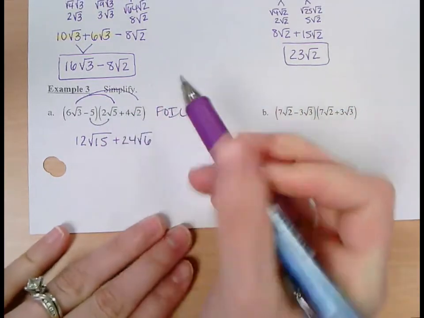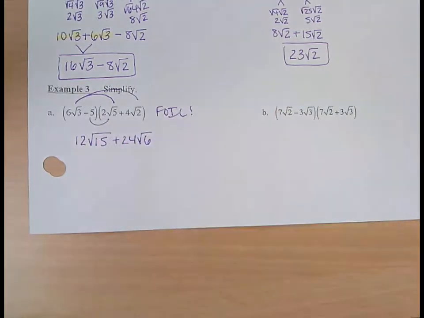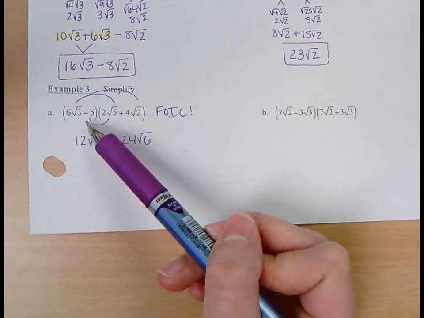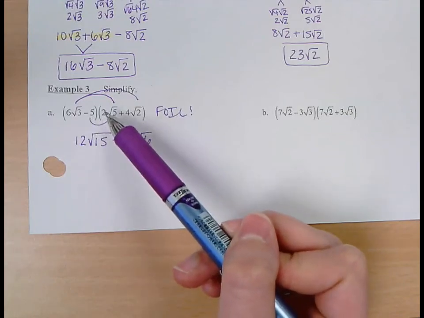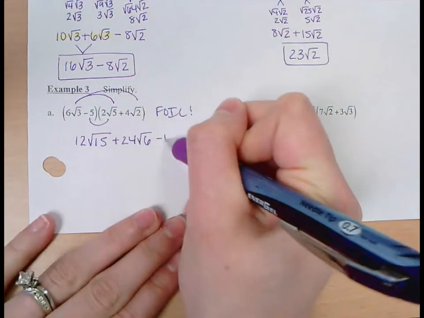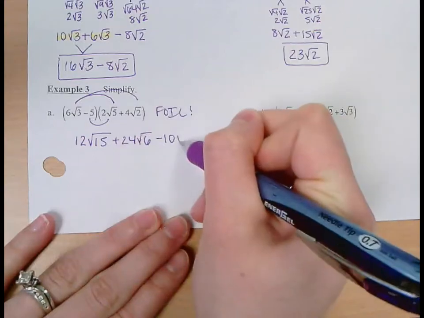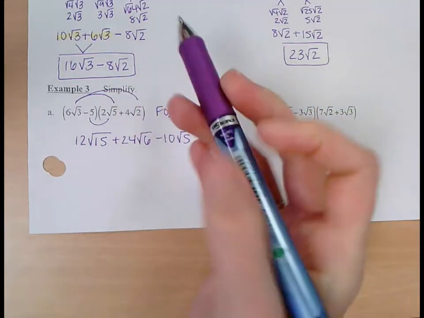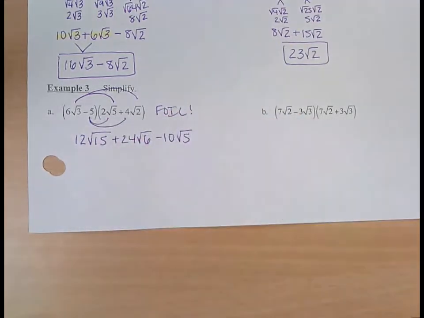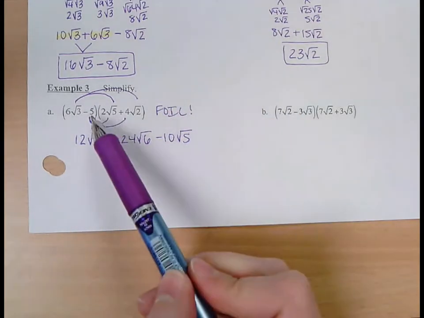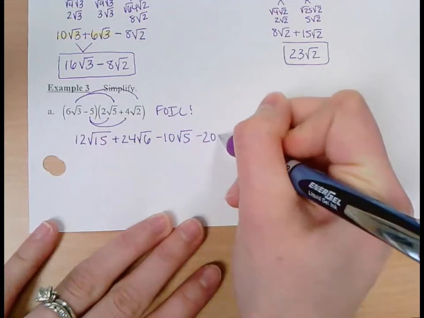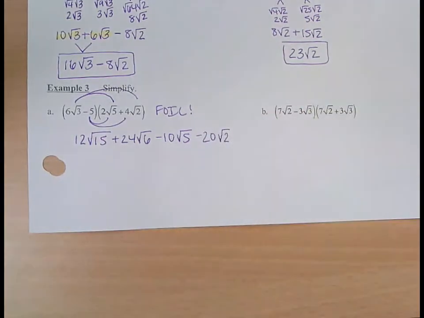Then my inside terms, negative 5 times 2 root 5. The negative 5 doesn't have a radical, so I can multiply it with the 2 in front to get negative 10, and I still have the square root of 5 attached to it. And my last terms, minus 5 times 4 root 2: I multiply the minus 5 by the 4 to get minus 20, and I still have the square root of 2 attached to it.